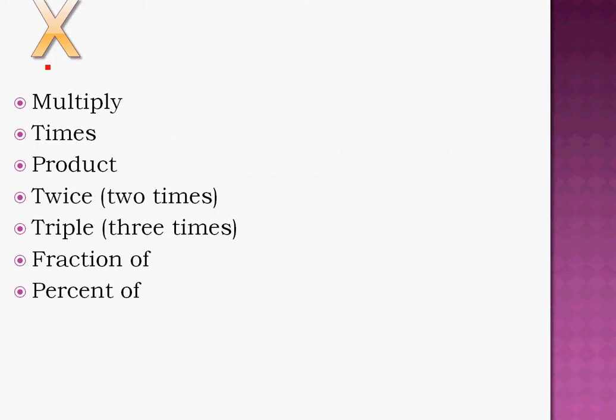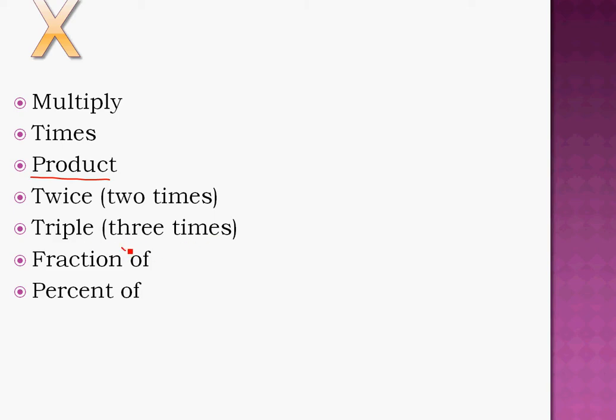Our next symbol is a common symbol here. This big X, usually meant to mean multiply or times. This word product is not as familiar. That means multiply. Twice is a specific type of multiplication. It means to take 2 times something. Similarly, triple means to take 3 times something.